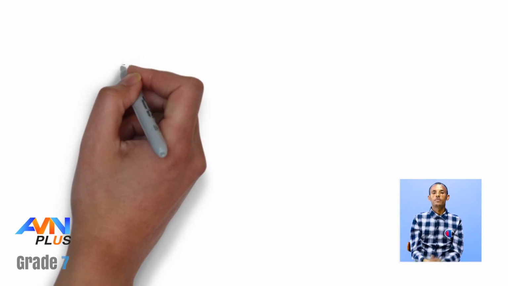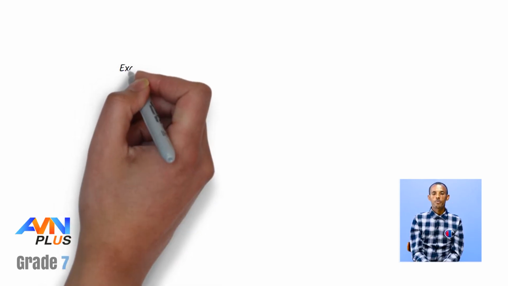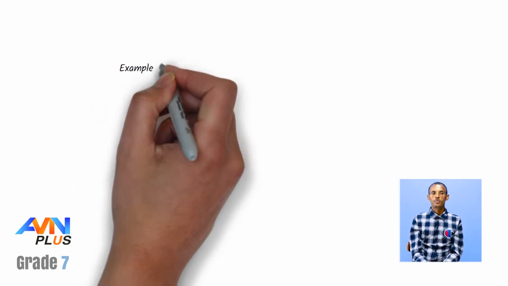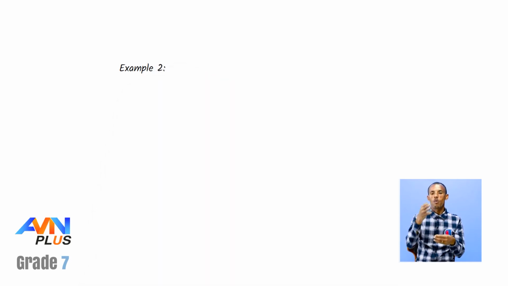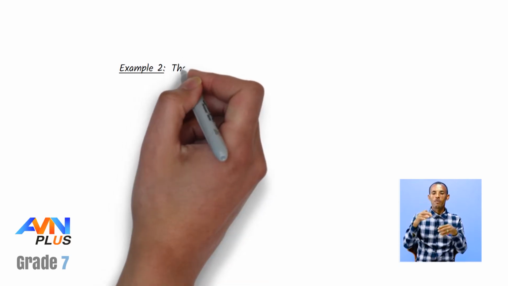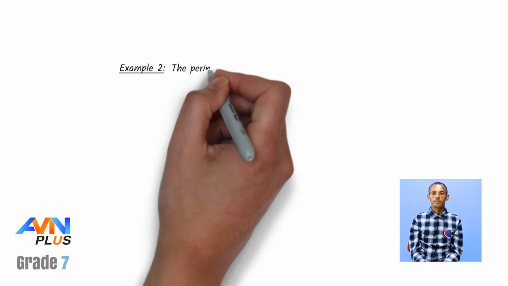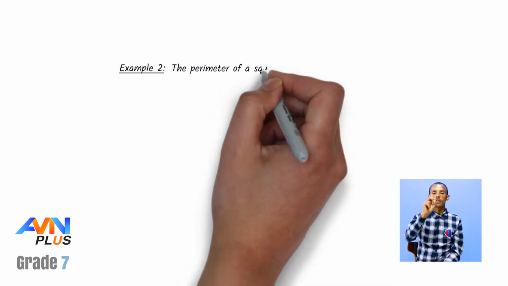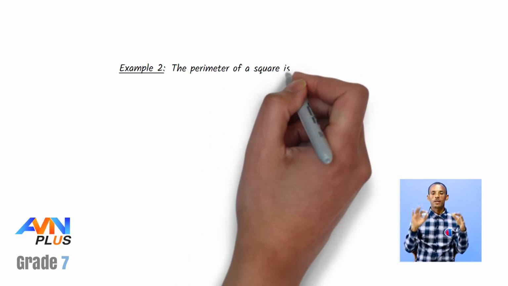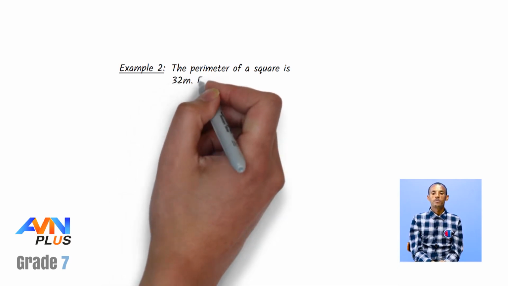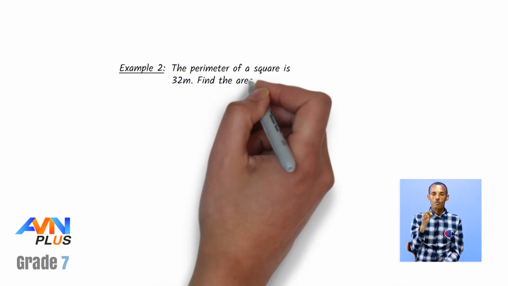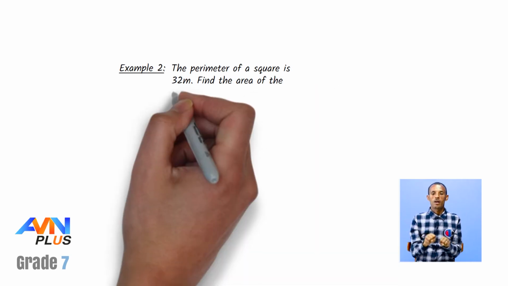Example 2. The perimeter of a square is 32 meters. Find the area of the square.